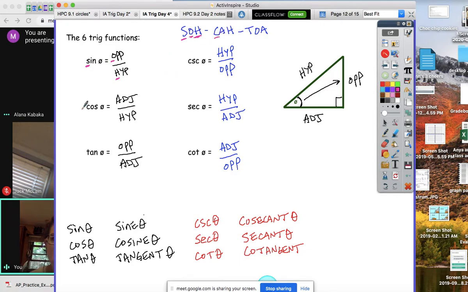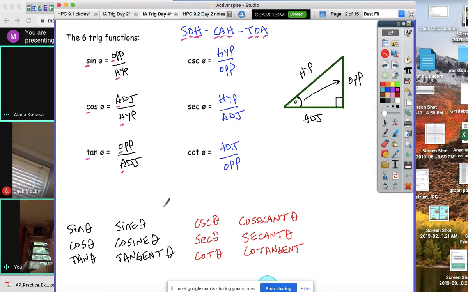And then the C is for cosine, the A is for adjacent, and the H is for hypotenuse. So when you see this, you just say, oh, okay, cosine is adjacent over hypotenuse. And then T for tangent would be O for opposite over A for adjacent.